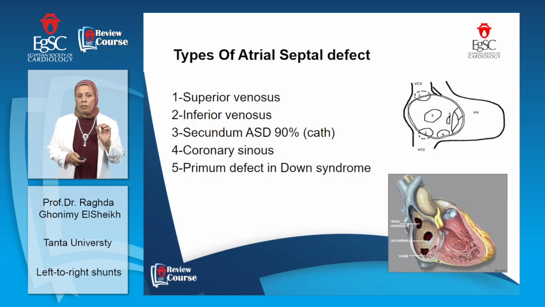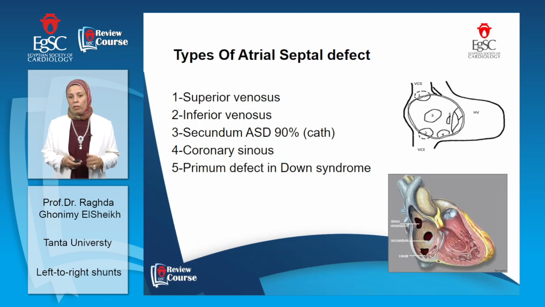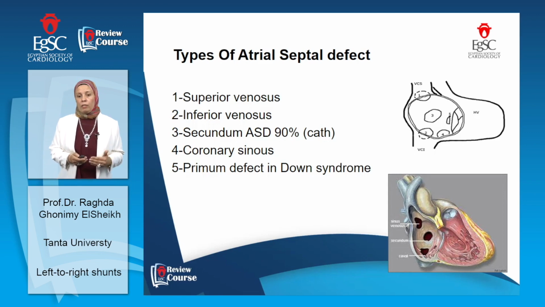The fourth type is the coronary sinus defect, which is mostly associated with a persistent left superior vena cava, and sometimes the roof of the coronary sinus is absent, which is called unroofed coronary sinus. And the last one is the primum defect, which is found in Down syndrome at the inlet of the ventricle near the mitral and tricuspid valves, and in most cases is associated with a cleft mitral valve and some degree of mitral incompetence.